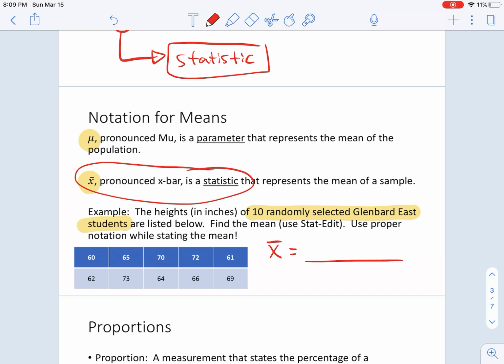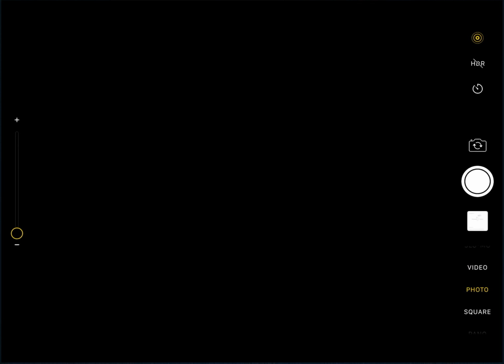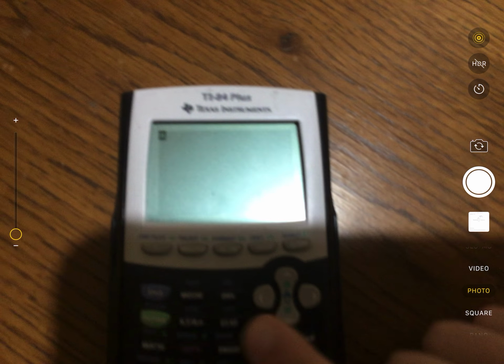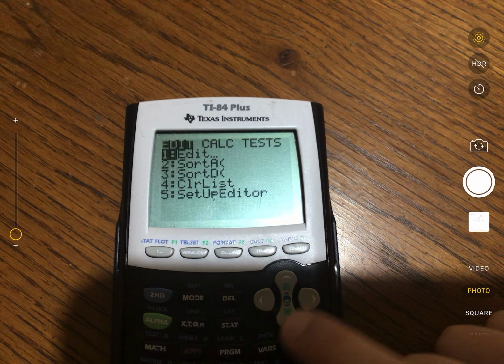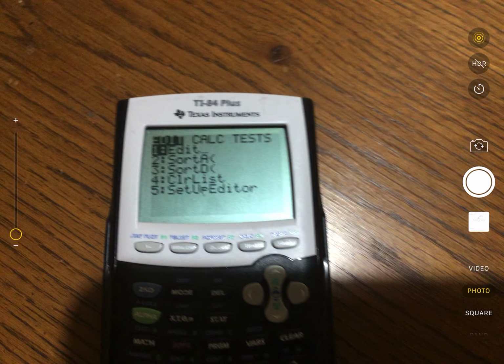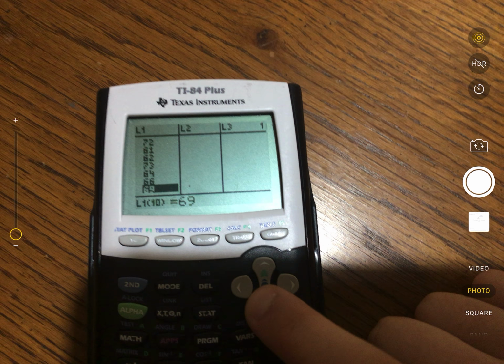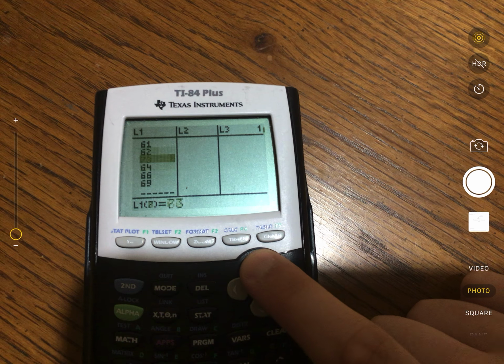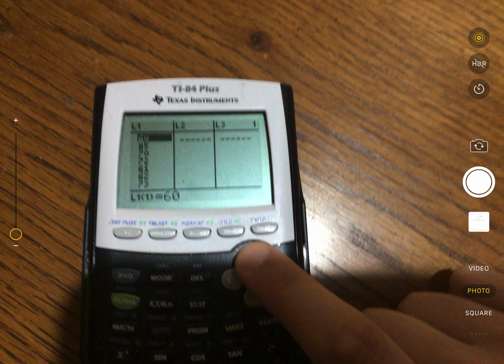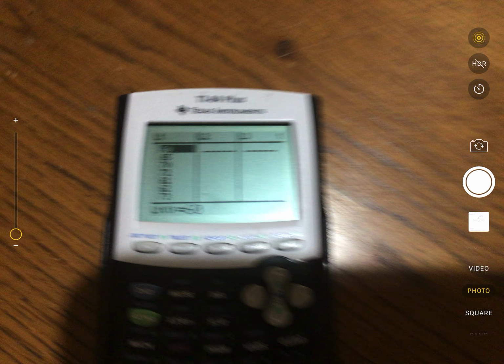Now, I've already typed this data into my calculator. I'm going to switch modes here and go to my camera. So here's my calculator. I have already gone to Stat, hit Enter on Edit, and I typed all those data values into this table. So there's 10 values. I've typed it into this table. You may want to pause the video and do that yourself.